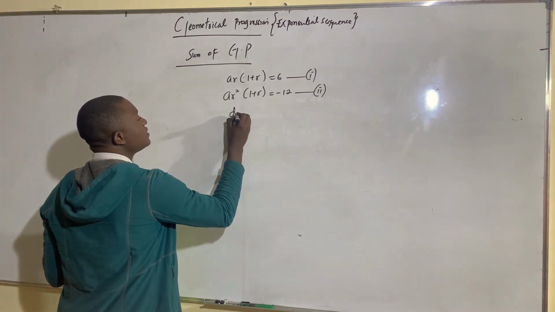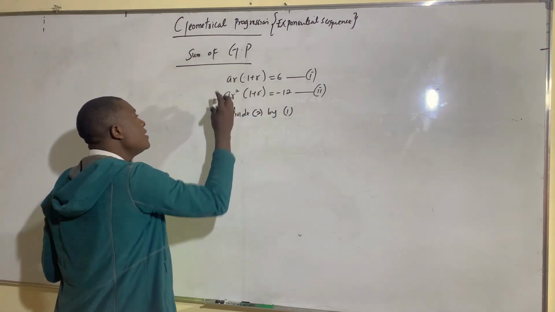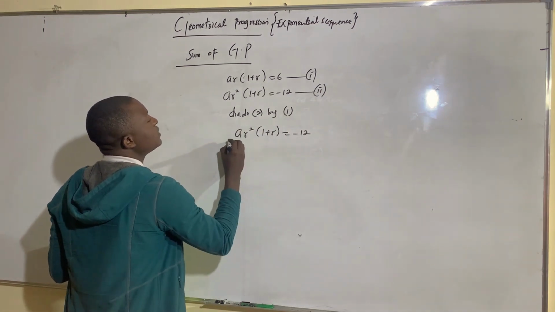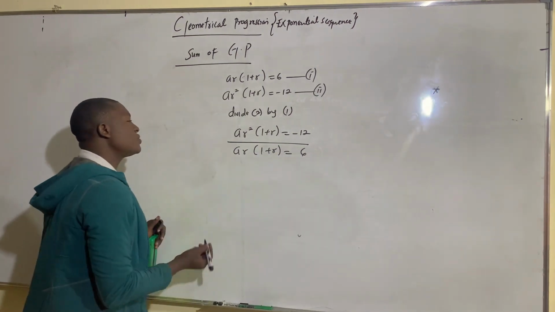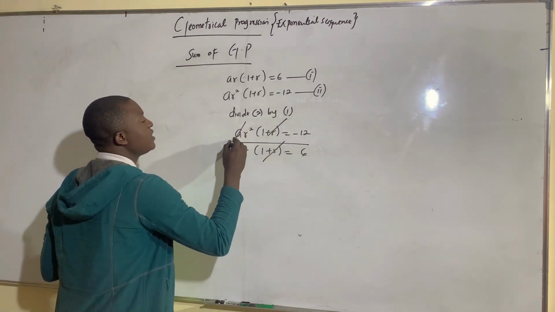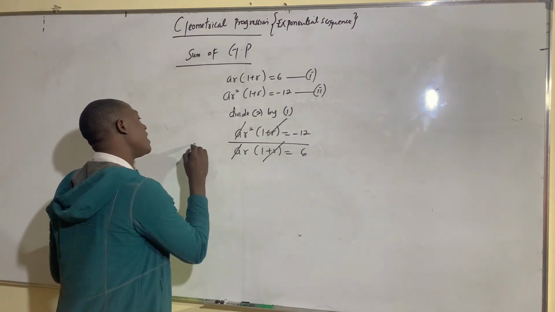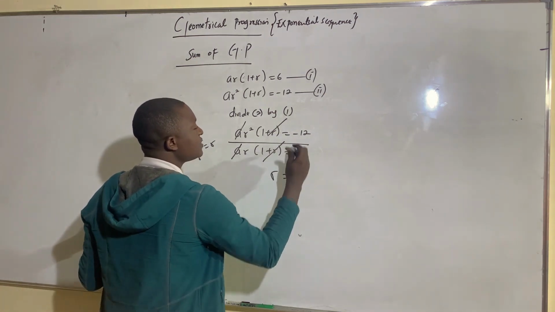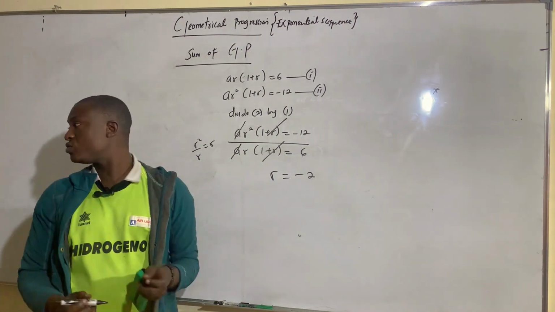So divide 2 by 1, since 2 is bigger than 1. That is AR squared bracket of 1 plus R equal to minus 12, divided by AR bracket of 1 plus R equal to 6. Now you can see this and this are the same, so this eliminates this, and A can also eliminate A here. What we have left is R squared on top and R below. R squared over R is nothing but R. That is R equal to minus 12 over 6, which is minus 2, meaning our common ratio is equal to minus 2.